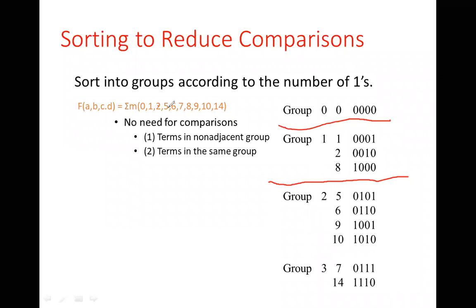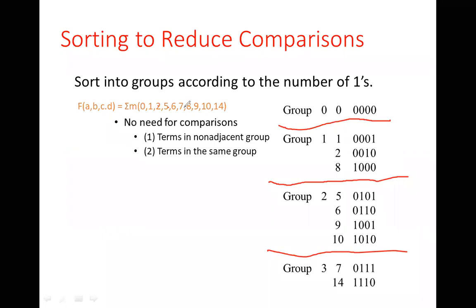Then come to 5. 5 is nothing but 0, 1, 0, 1. So it has 2 ones. All those with 2 ones, we'll put in group 2. So next is 6. 6 is 0, 1, 1, 0. Again, it has 2 ones. So I've put it over there.